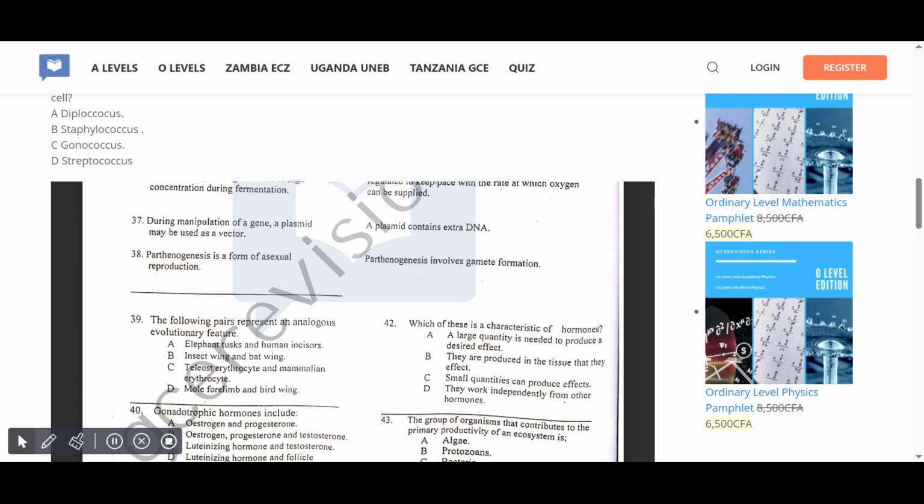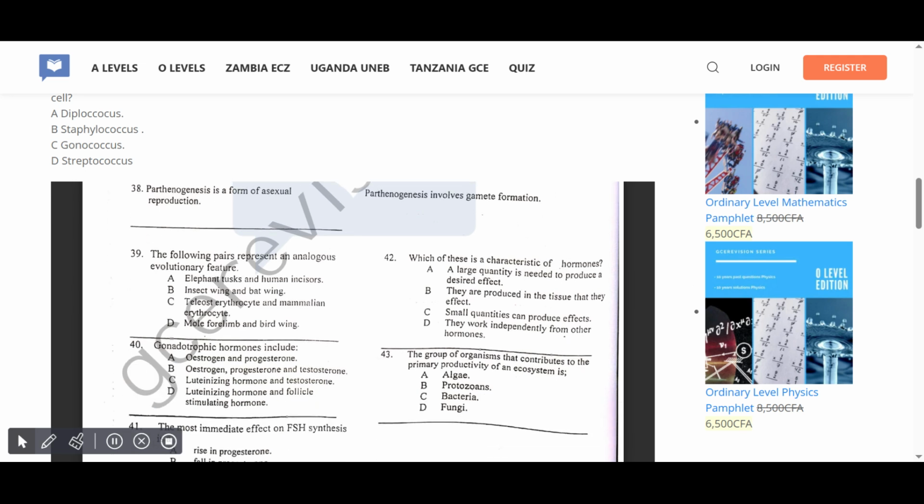Question 38. The answer is C, which is: parthenogenesis is a form of asexual reproduction. Parthenogenesis involves gamete formation. The answer is C. Question 39. The following pairs represent analogous evolutionary features. The answer is D.